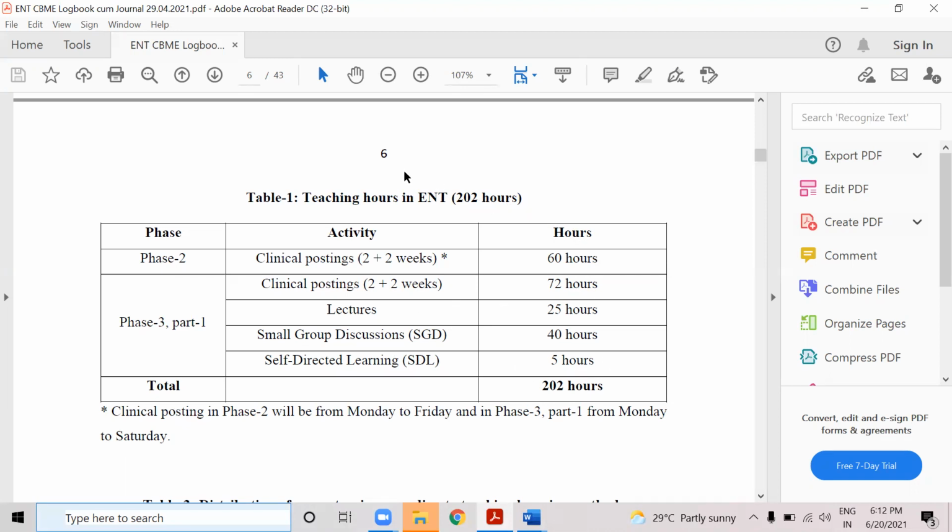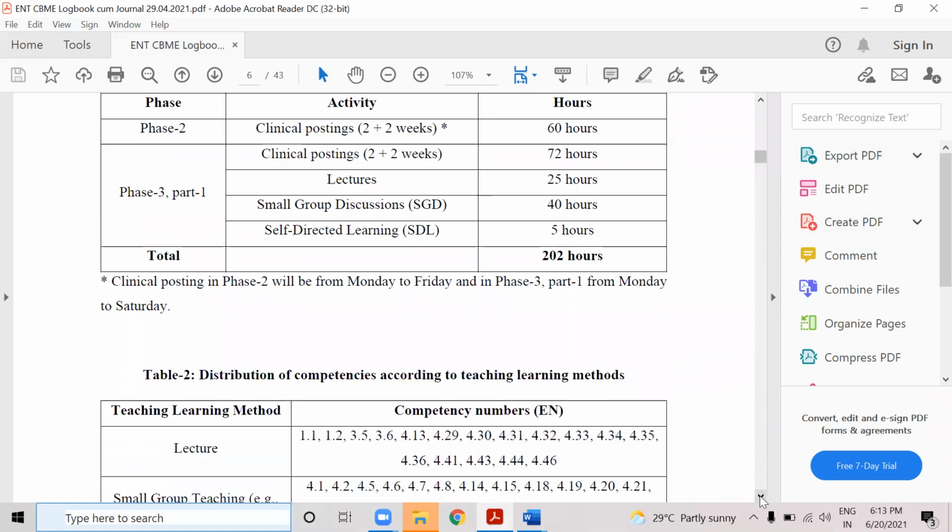So I think the student should also know how many hours there are in ENT, phase wise, and lecture wise also they should know how they will be taught ENT. So that is why I have kept this table.